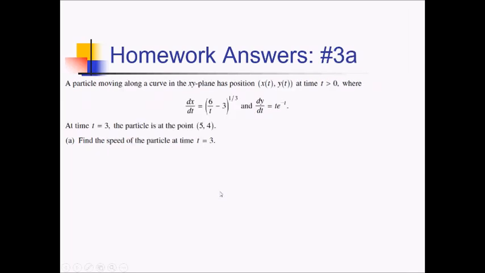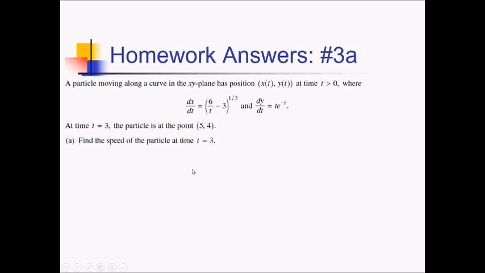For this calculator-based free response problem, we have a particle going along the xy plane. X of t, y of t are the components of that. And they're giving us the derivatives of that. So these are the components of velocity here, x prime and y prime. They're telling us at time 3 our particle is at the point 5, 4, so that'll be useful at some point. And we want to find the speed in part A, find the speed of the particle at time 3.